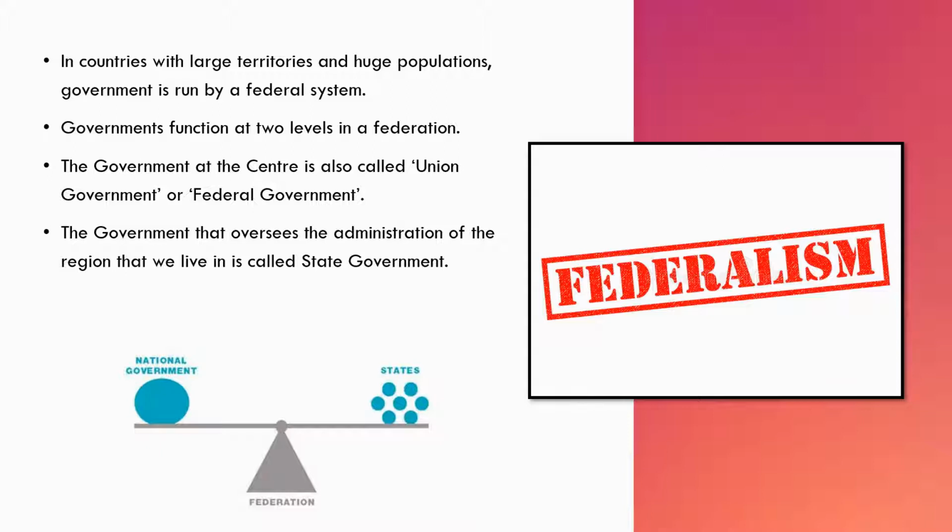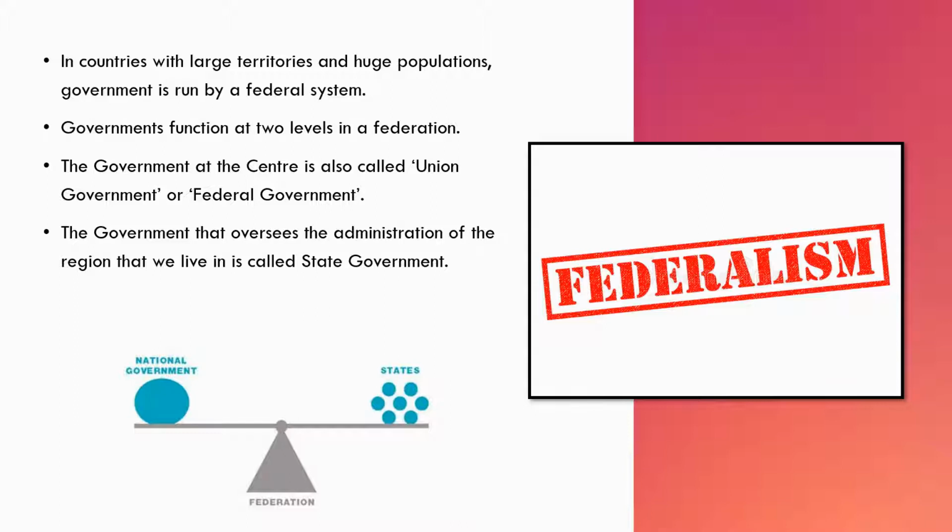The government at the center carries out tasks like defense of the entire country, foreign policy, establishing peace, etc. It is also called union government or federal government. It carries out the administration of the entire country. The government that oversees the administration of the region that we live in is called state government. It looks after the administration of a particular state. For example, the Government of Maharashtra looks after the administration of the state of Maharashtra.